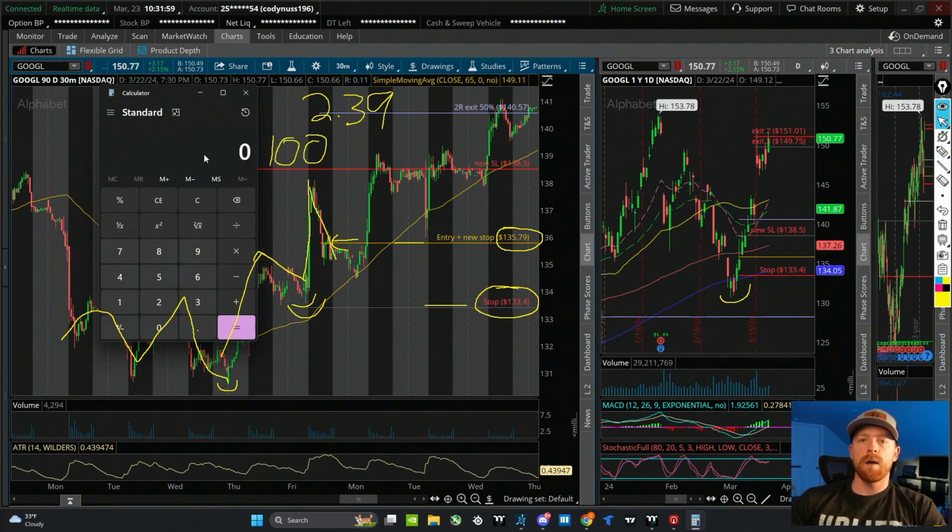So now you want to see how much capital this trade is going to take to enter. Since I'm entering with 100 shares, it's easy math. At 135.79, it's going to take $13,579 to enter this position.